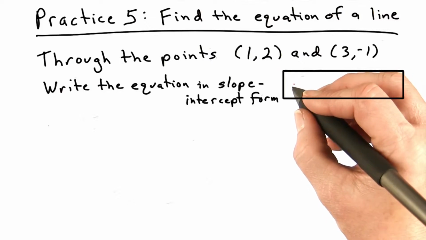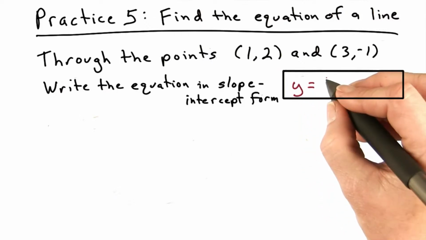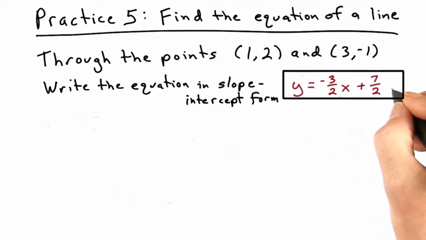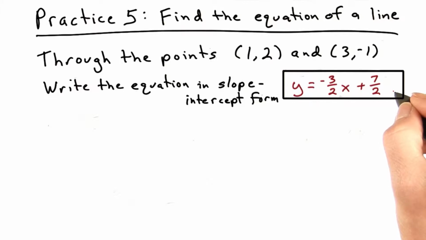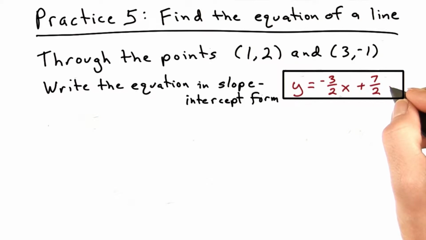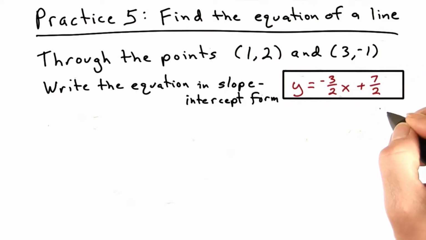The answer here is y equals negative 3 halves x plus 7 halves. Now remember, just because you see fractions doesn't mean it's wrong. Let's see how we got that answer. Again, this is a two-part question. First we have to find the slope, and then we have to find the equation. So first, let's find the slope.